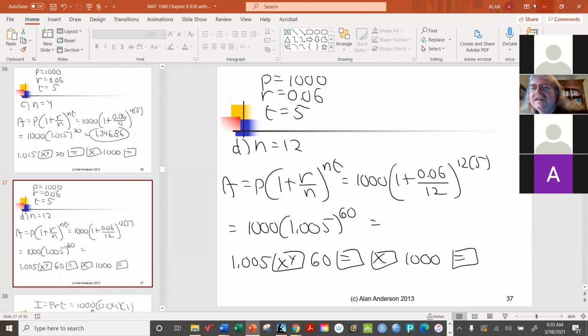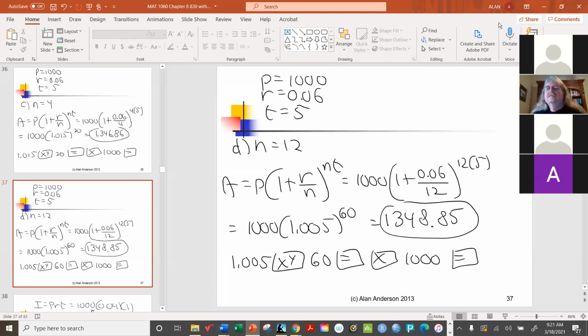All right, here we go. $1,348.85, exactly. All right, so when you plug in those numbers, you should get $1,348.85. All right, so did everybody get that, I hope? Nice. All right. So we're getting pretty good at this. I can tell. So let's add this to our list.